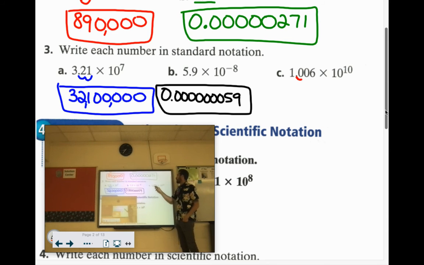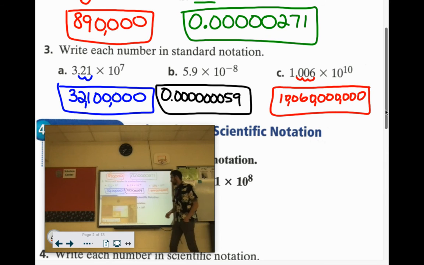All right, now this one is 10 to the 10th. So we move it 3 times, and it becomes 1,006. That was 3 times, but we need to go 10 places, so there's going to be 7 more zeros. 2, 3, 4, 5, 6, 7. 3, 1, 2, 3, 1, 2, 3. Great.